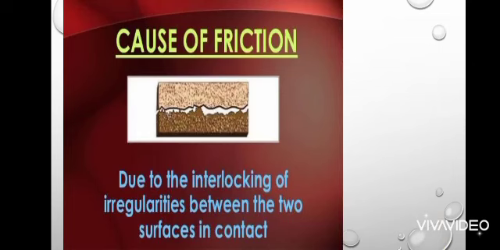The cause of friction is the interlocking of irregularities between two surfaces in contact. The frictional force always acts on all the moving objects, and its direction is always opposite to the direction of motion. Since frictional force arises only when the two surfaces of the two objects are in touch with each other, therefore, frictional force is an example of a contact force.